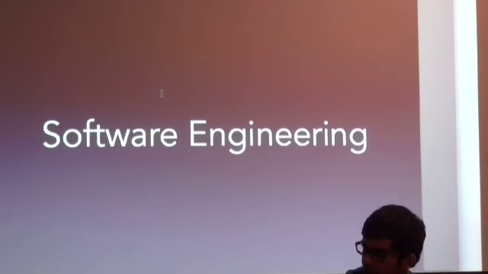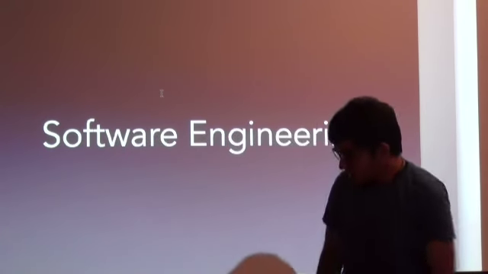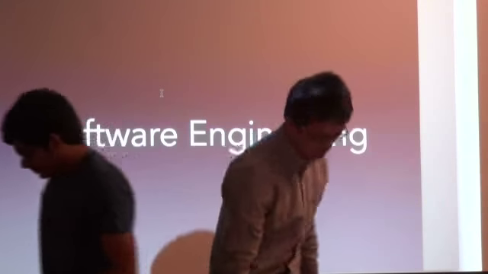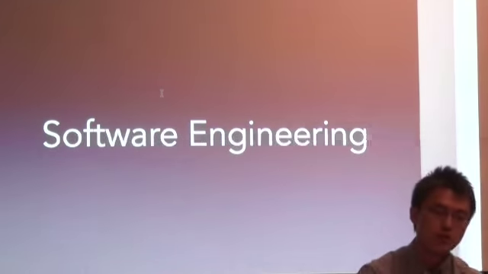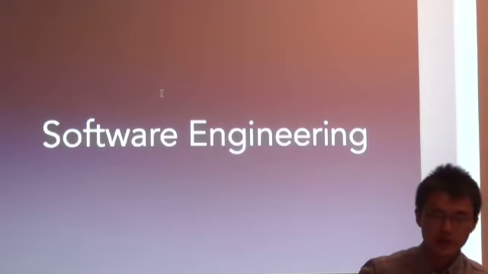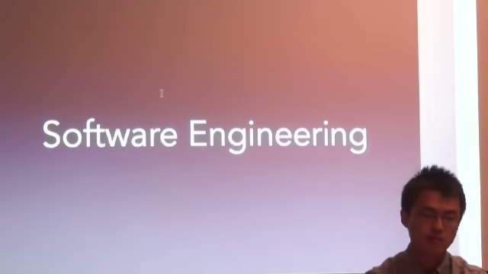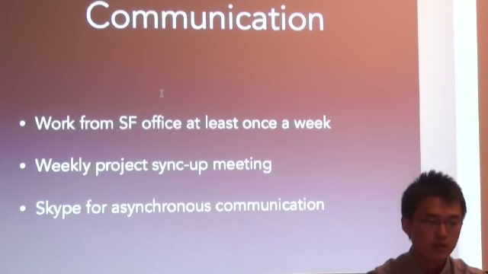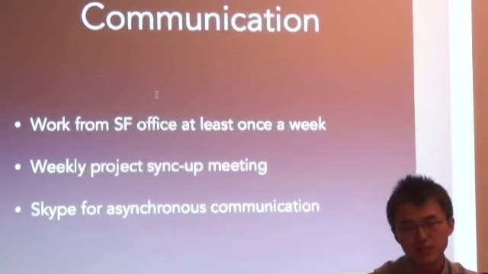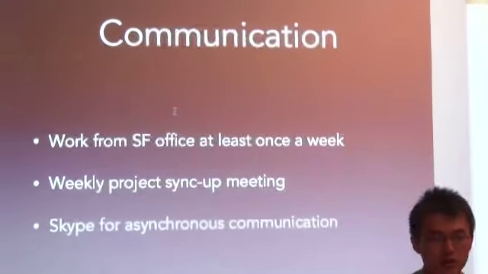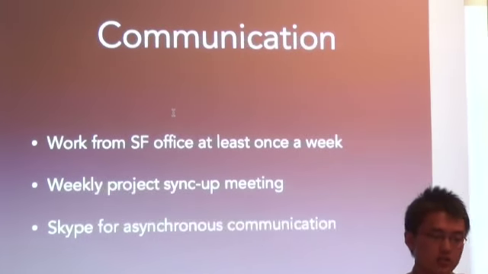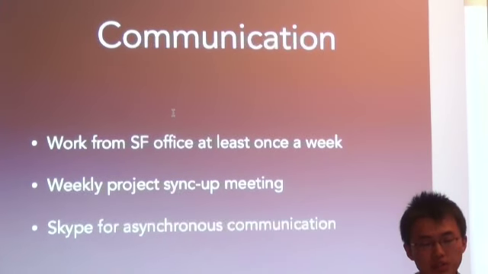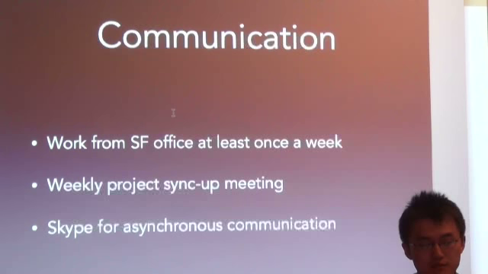I will leave software engineering to Jesse. So I'll talk about the software engineering aspects of our project. First I want to emphasize our communication, because Apportable has an office in San Francisco and all of us live in South Bay, so it's a long commute. It's about 40 miles from here to there. So we try to work from the San Francisco office at least once a week to meet the team, discuss the progress and get feedback.